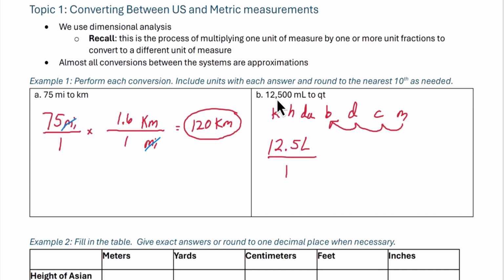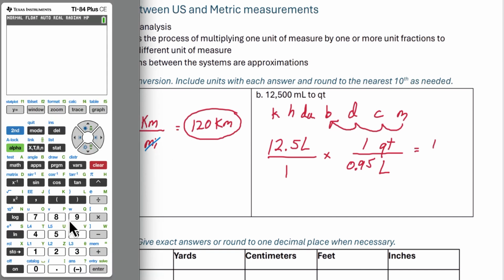And now we want to convert that to quarts. So we'll put that over a 1 and multiply. Liters will go in the denominator, quarts will go in the numerator. And the conversion, there is 1 quart in 0.95 liters, approximately. Again, that is an approximation. We have 12.5 divided by 0.95. And this gives us a long decimal.